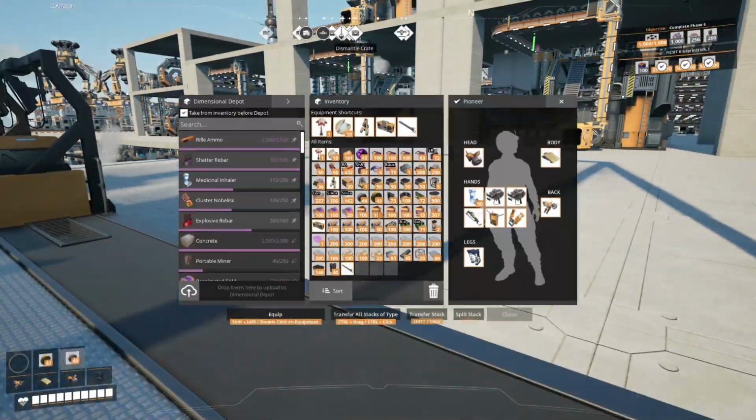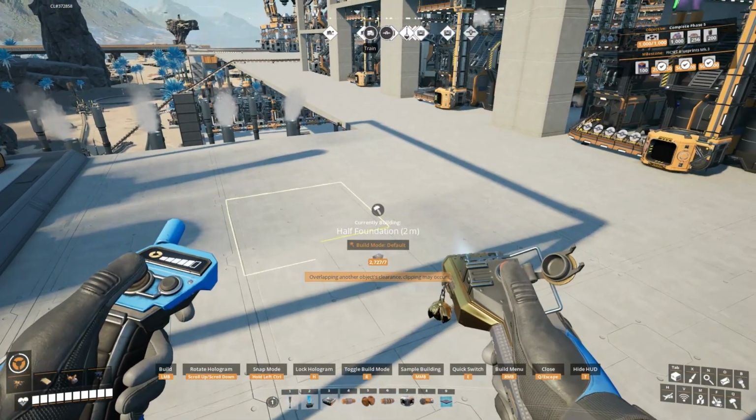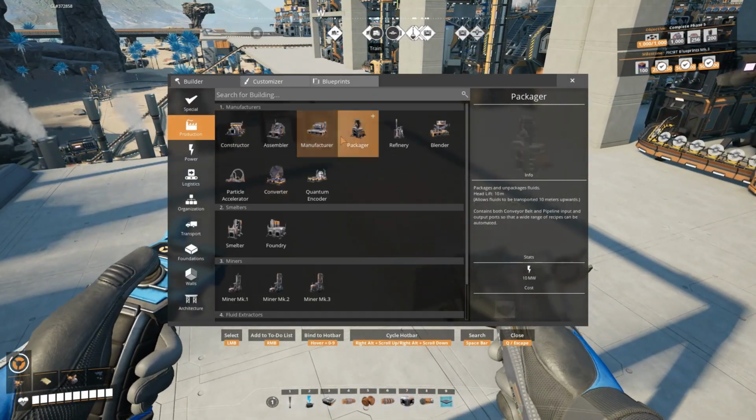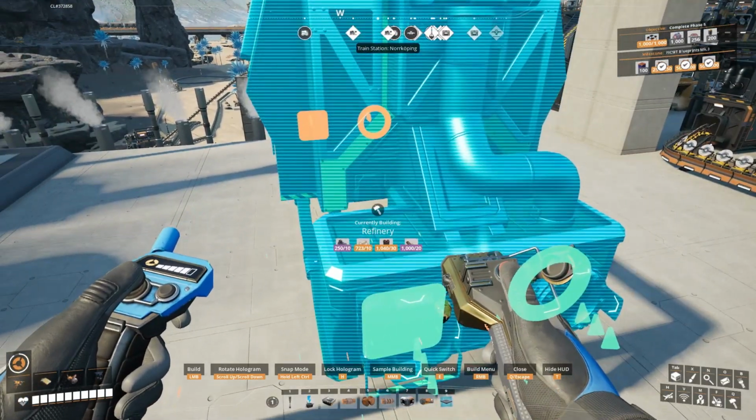I hear you saying, but hey Bit, how do you jack up your buildings like that? And I'll show you. You take a 2-meter half foundation and place the building of your choice on it, and then dismantle the half foundation.